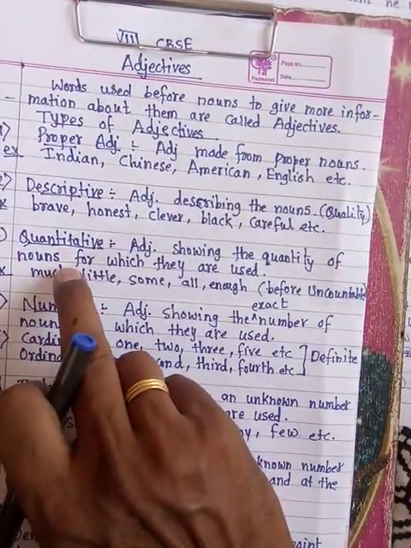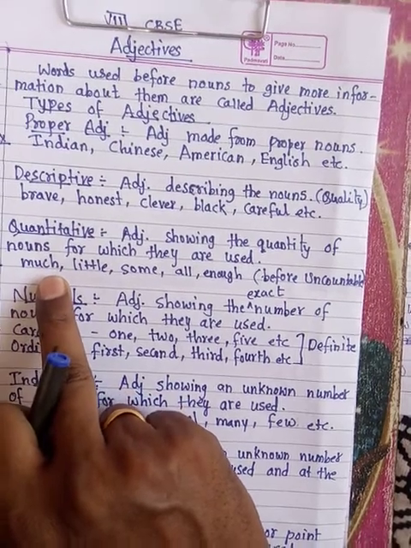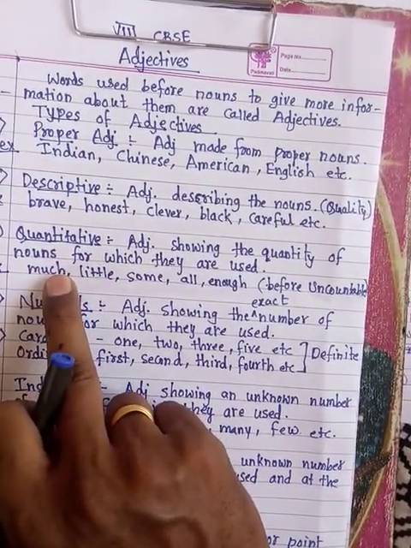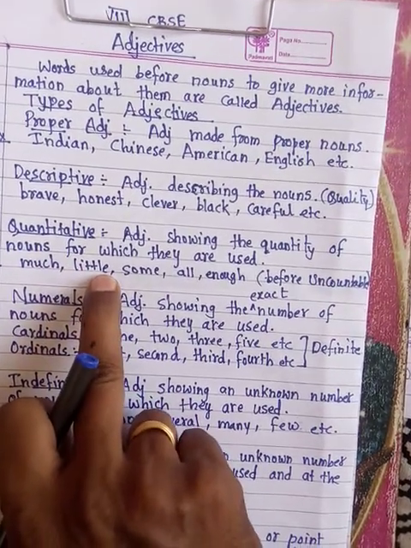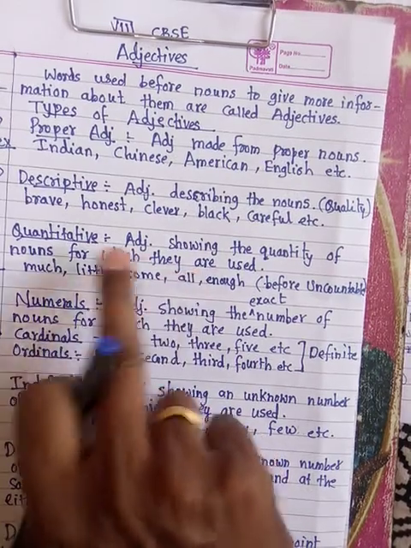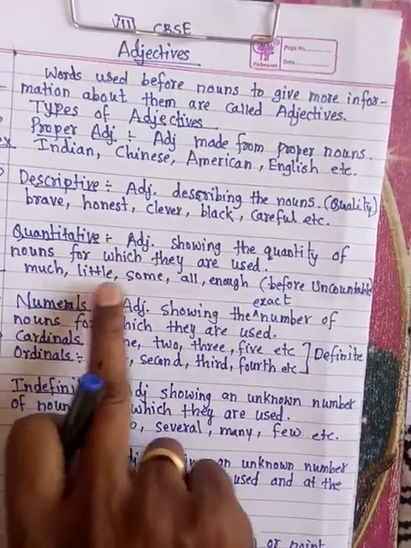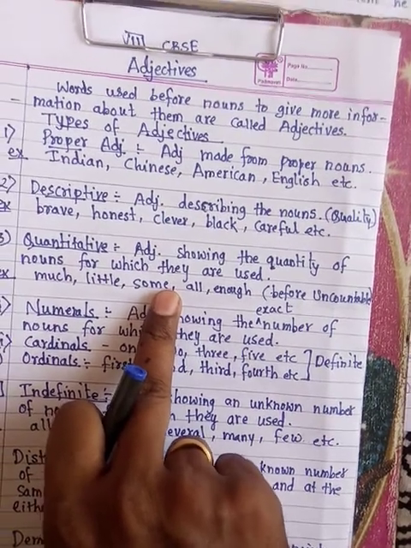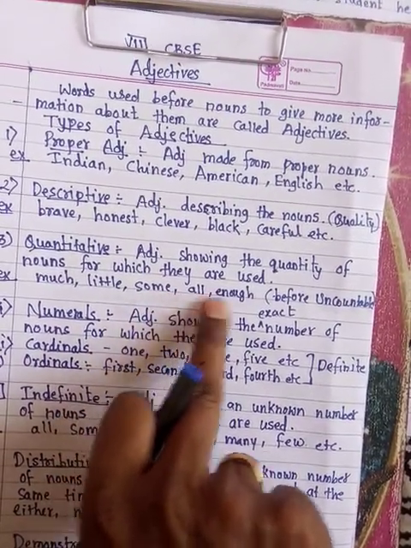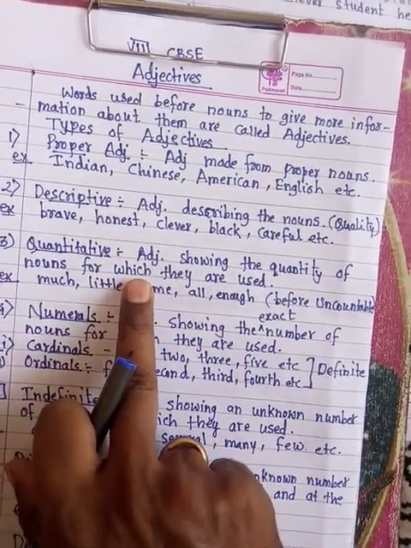For example, much water. There is much water in the bottle. So it shows quantity of water. He has little knowledge. So quantity is shown. Or there is little water. There is some ink in the bottle. Like this, all these words show quantity of the nouns.